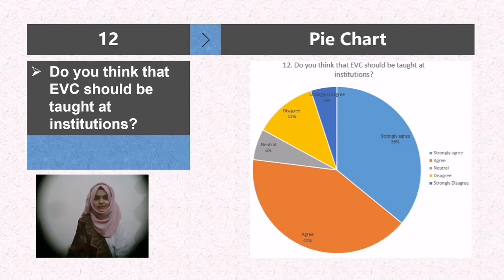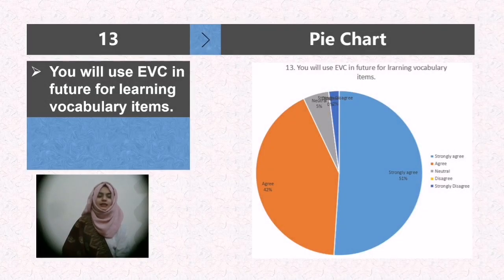The responses given by students were as follows: 36 students stated strongly agree, 41 students said agree, 6 students stayed neutral, 12 students were favoring disagree, and 5 students narrated strongly disagree. So it symbolizes that EVC can be used at institutions and it will generate better results. Moving toward our last statement.